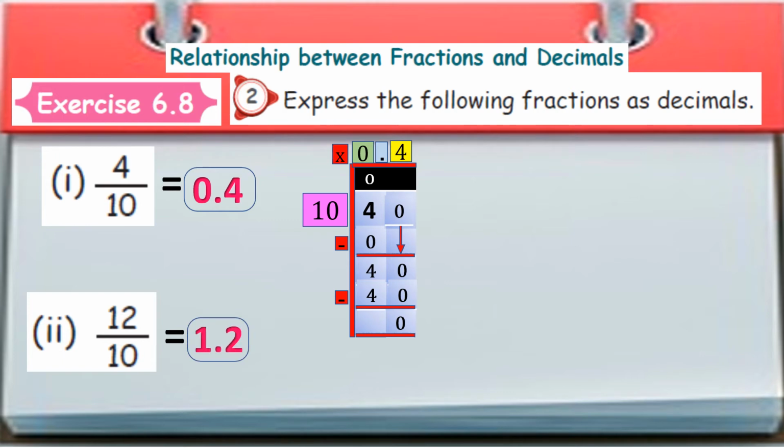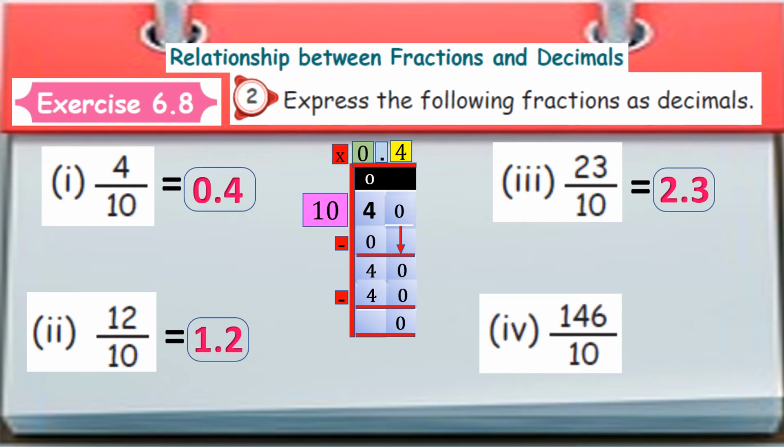Now it's easy, isn't it? Just for 1 zero we have to move one step before. Come to the third sum, 23 divided by 10. Here also only 1 zero, so it's very easy. 2.3 is the answer. Fourth sum, here also 146 divided by 10. So as usual, in 146, one digit, 6, before we have to keep the dot. 14.6 is the correct answer.